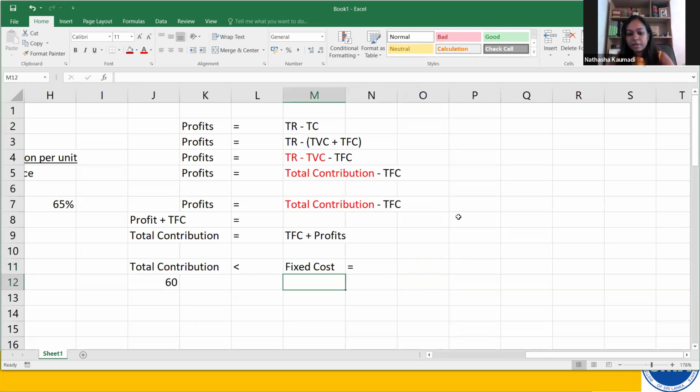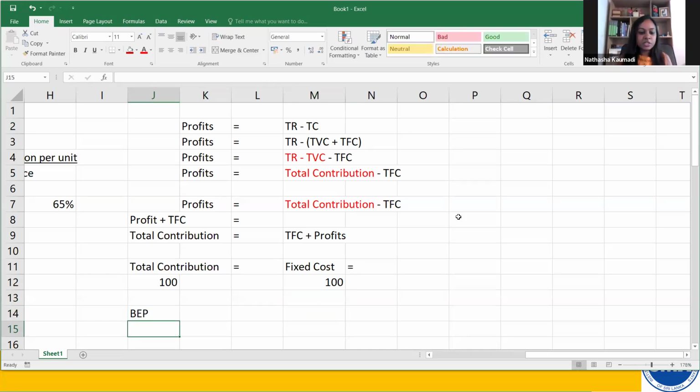Now, if your total contribution equals fixed cost, what do you have? You have a total contribution of 100. Your fixed cost is also 100. What do you have? Then what is this? Break-even point. Your total contribution equals total fixed cost means you don't have anything to cover your profits. That means break-even.